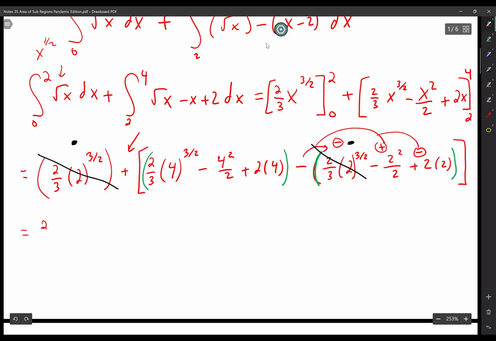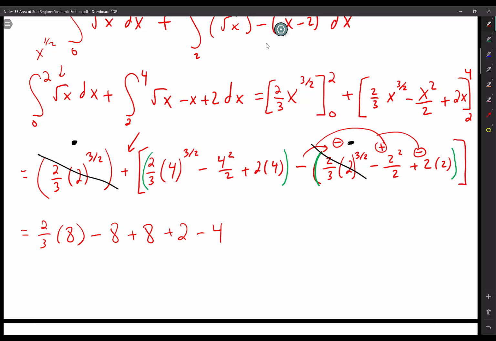So I have 2/3 times 8 minus 4 squared is 16. 16 divided by 2 is 8 plus 8. And look, I already have this plus symbol over here. Plus 2 squared is 4. 4 divided by 2, 2. And then 2 times 2 is 4. So minus 4. There it is, all of them.